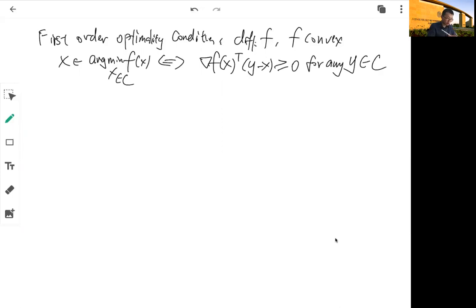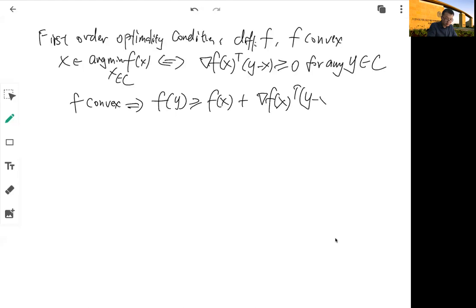Okay, so how do we prove this? First of all, let's use the first order condition of a convex function, right? So f convex, by the first order criteria of the convex function, we can write f of y is larger than f of x plus the gradient. So again, this is simply doing Taylor series expansion. Okay, so this is always the case.